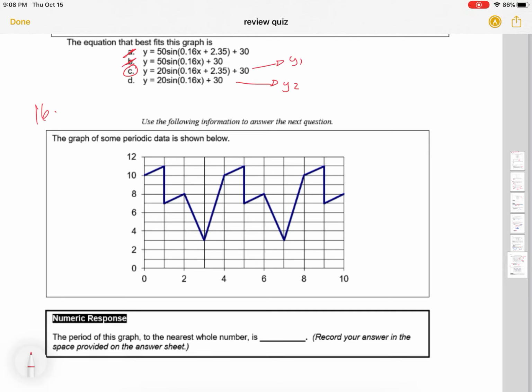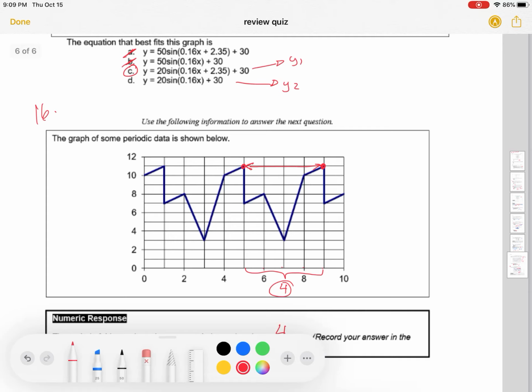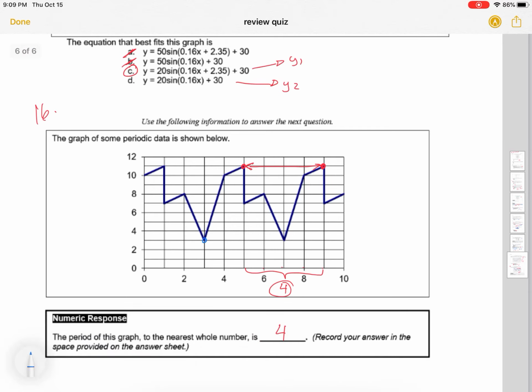And then last question, 16. The graph of some periodic data is shown. What is the period to the nearest whole number? So what we need to find is from point to point, right? So we go across here to here, and looking at that, 1, 2, 3, 4 units. So our nearest whole number is 4.